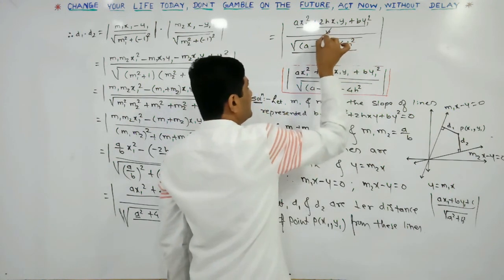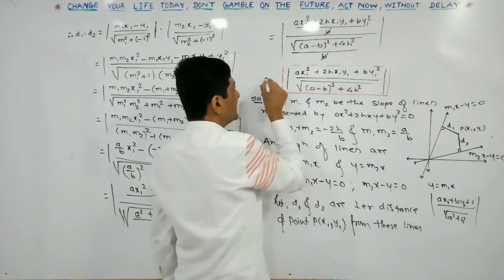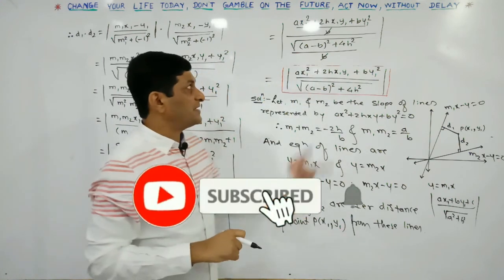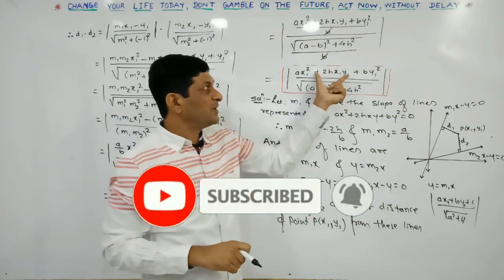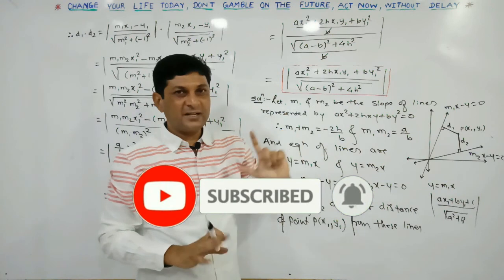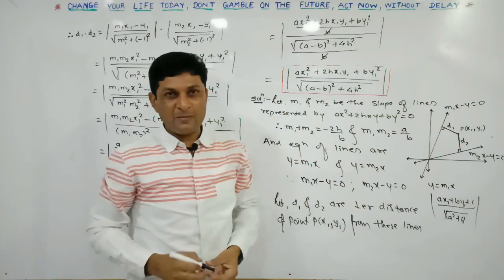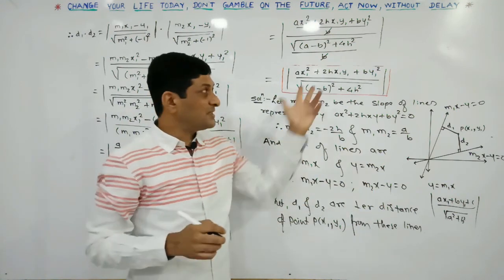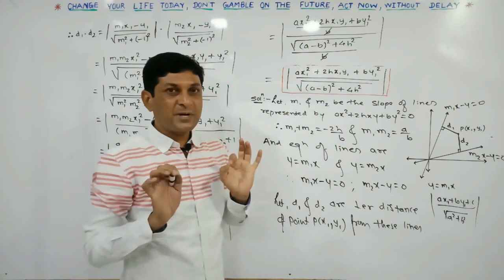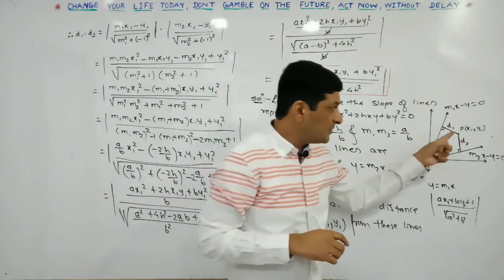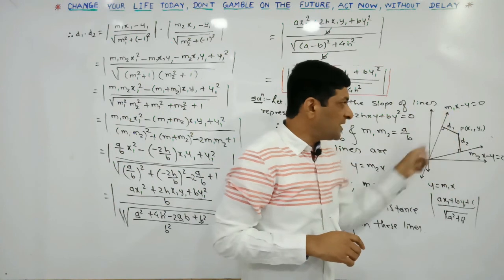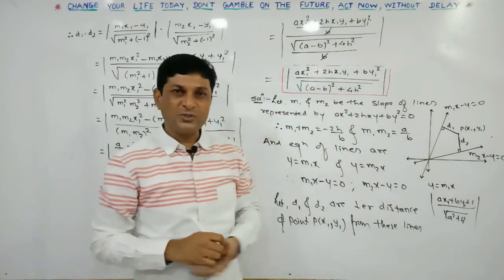Now cancelling b from numerator and what? Denominator, check that we will get our required result or not. This is the remaining term in the numerator and this is the remaining term in the denominator. In this way we have got our required result. And this required result means what? It is the product of what? Perpendicular distance of this point from the lines represented by this homogeneous equation.